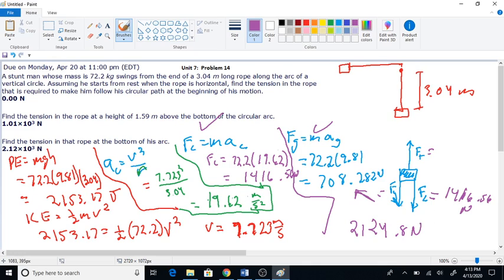So it's the sum of those two, and when I add those two, I get 24.8 newtons. So you had to add these two together: Fg plus Fc gets you 24.8 newtons, and here it is in scientific notation. All right, awesome.